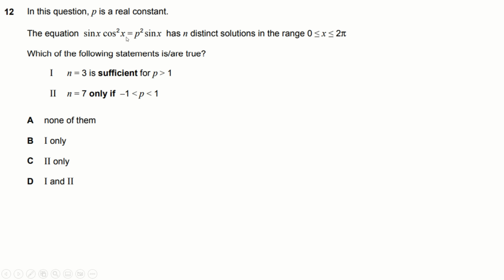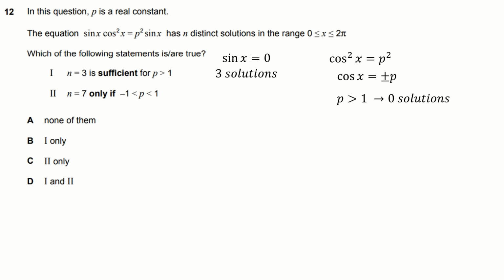In number 12, then, we can divide both sides by sine x, as long as we check the case sine x equals 0. And we'll be left with cos squared x equals p squared, which we can square root both sides to get plus or minus p. And so sine x equals 0 has 3 solutions in this range, 0, pi, and 2 pi. Cos x equals plus p has 2 solutions, because cos just goes down and up again. Any value of p. Well, not any value of p.